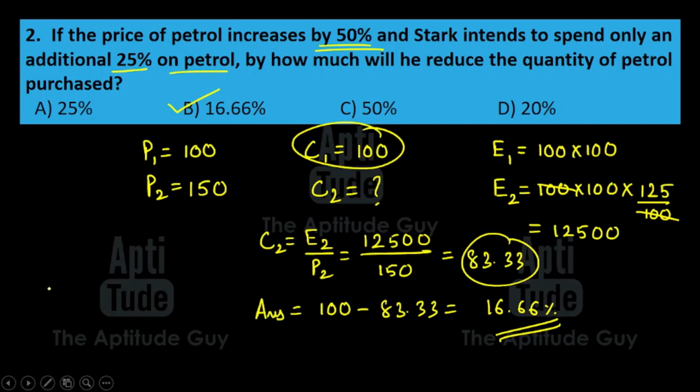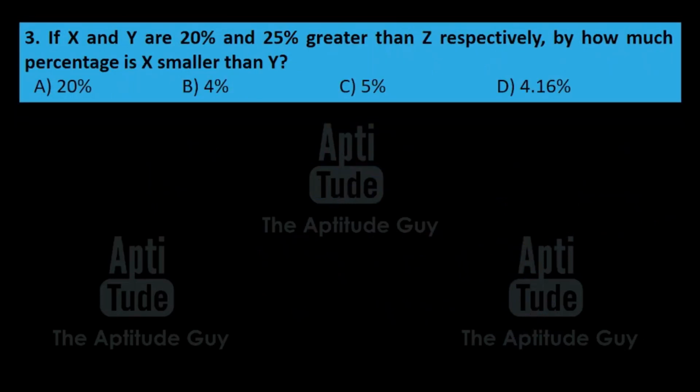Done. That's all. There is no difference between question 1 and question number 2. The only slight bit of difference is that in question number 1, the expenditure remained the same. Here, the expenditure also changed. But the method is absolutely ditto, identical.